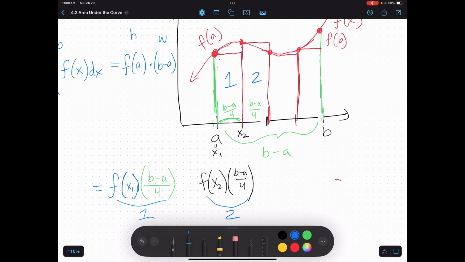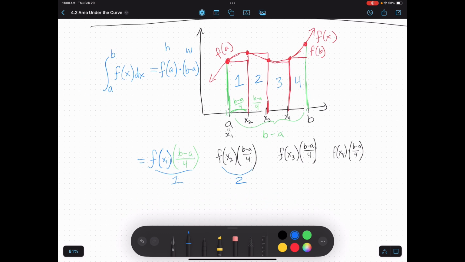And I can keep going, right? So then if I call this my x3, my area of my third rectangle would be f of x3 times the width is still the same, b minus a over 4. And then the area of my fourth rectangle would be f of x4 times b minus a over 4. Once I have each of those rectangles, to estimate my total area, what am I going to do? I'm going to add all of these together.